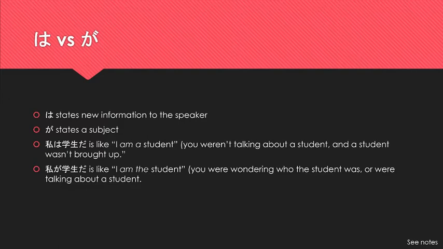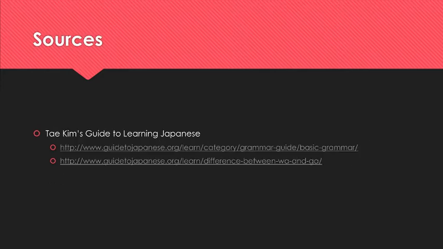I would definitely look more into that as you're studying, and be aware of when these two are used in conversation relative to each other. A lot of the stuff that I got tonight was from Tae Kim's Guide to Learning Japanese. He had an overview of basic grammar and then the wa versus ga argument. So if you want to go over some of this more, there are these links here.